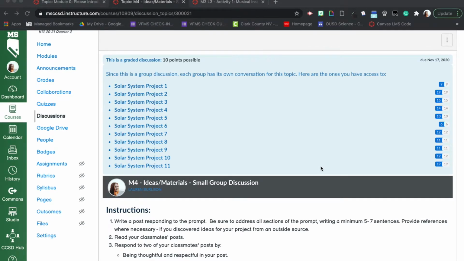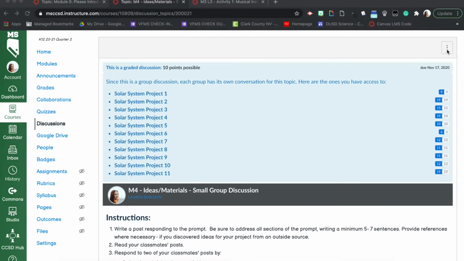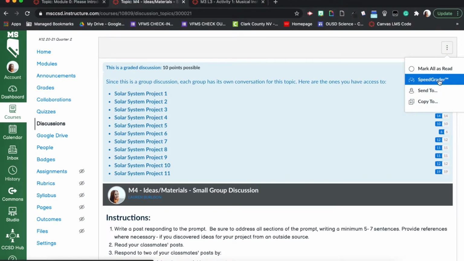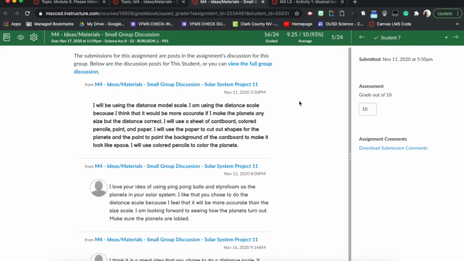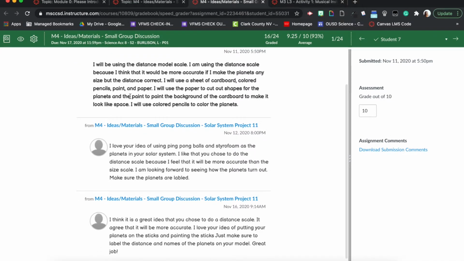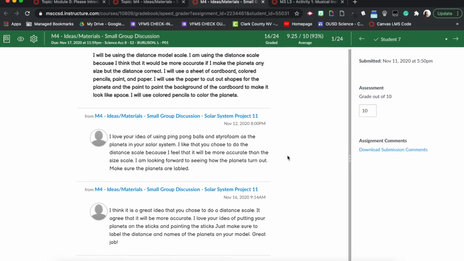So let's take a look up here. We're actually going to go into the speed grader and you'll see what it looks like on this end. So here is a student's post. This is their post in this bold, and then these are the comments that they made.